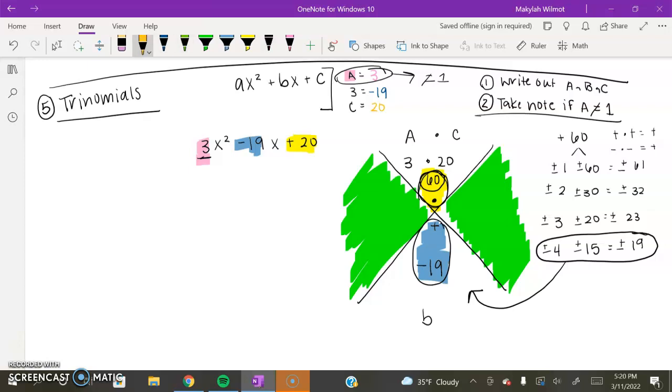Do we need a positive or do we need a negative? Well, here we see that we need a negative, so we need negative 4 and negative 15, because negative 4 plus negative 15 equals negative 19. Negative 4 times negative 15 equals positive 60.